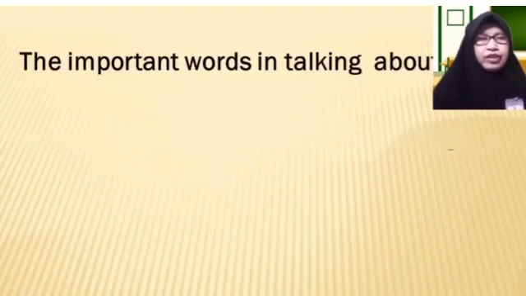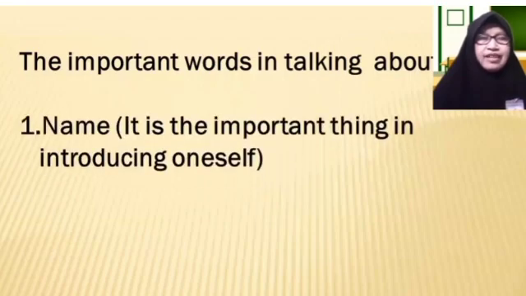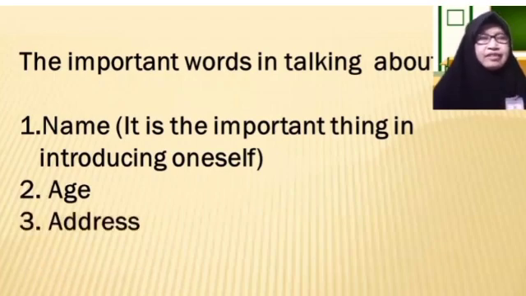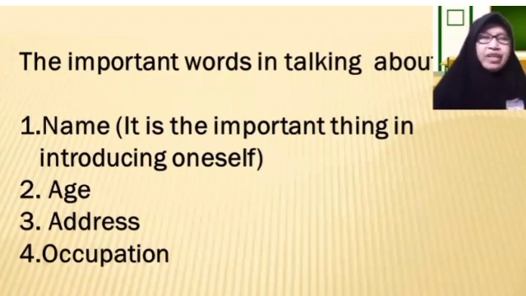Let's start with the first. What are the important words in talking about self? First, name. It is the important thing in introducing oneself. Second is age. Third is address. Number 4 is occupation. Number 5 is hobby. And the last is family.